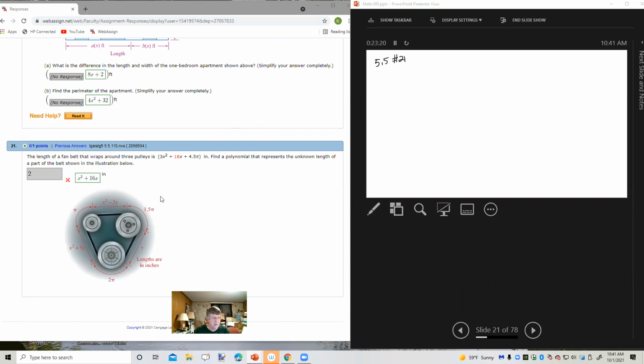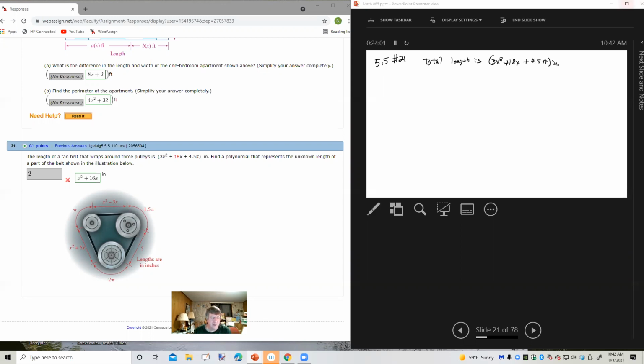So we have this fan belt with 3 pulleys. It says the length of a fan belt that wraps around 3 pulleys is, and then it gives that information. Find a polynomial that represents the unknown length of the part of the belt shown in the illustration below. All right, so the total length is 3x squared plus 18x plus 4.5 pi, and that's units of inches.